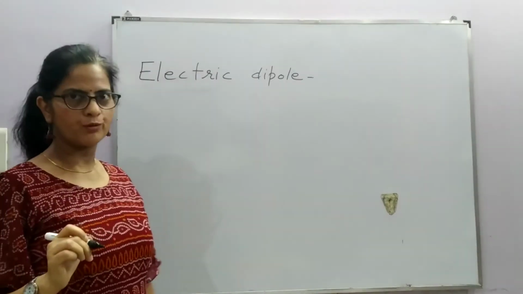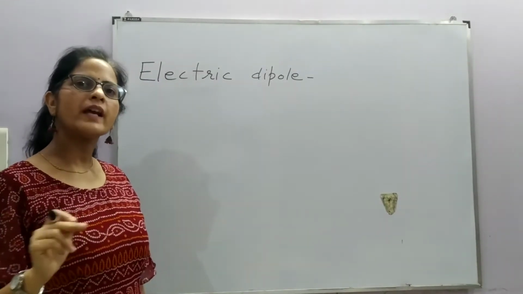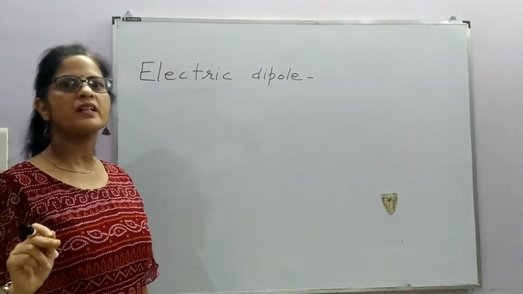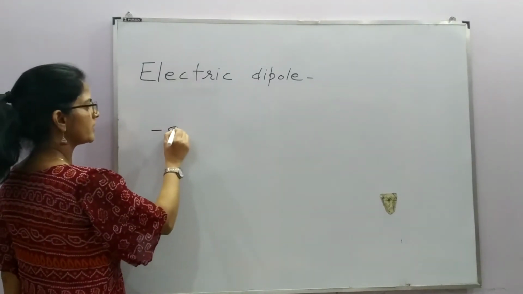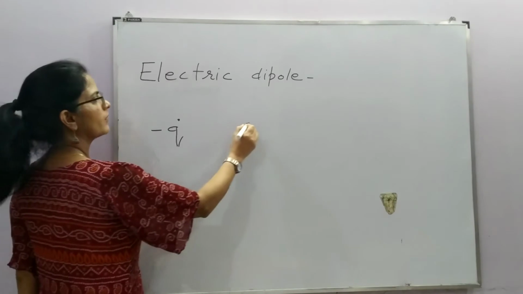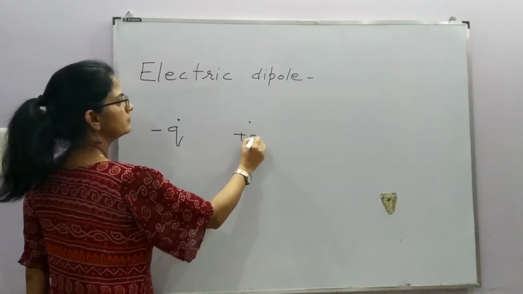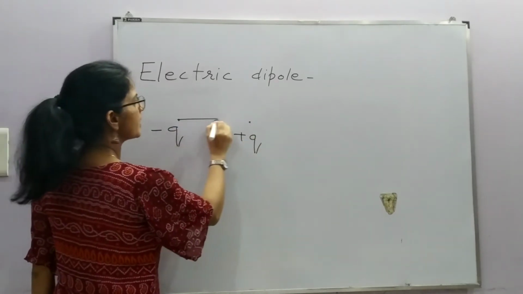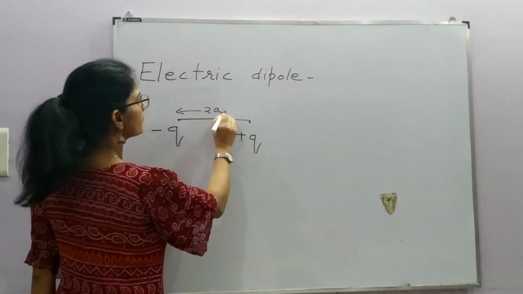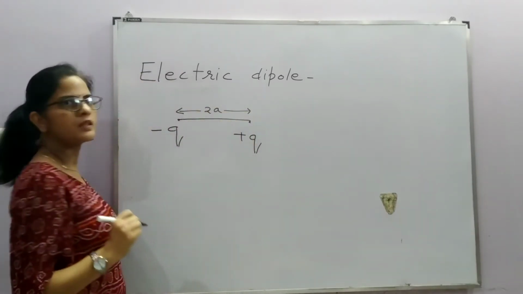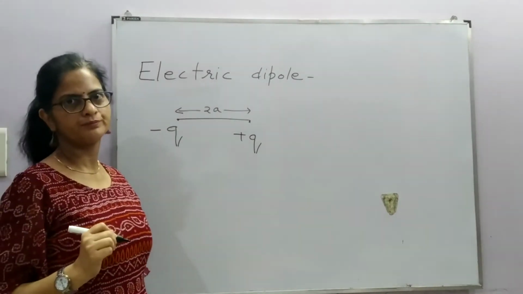An electric dipole is a pair of equal and opposite charges separated by some distance. So here, if I have charge minus q and plus q separated by distance 2a, this is called an electric dipole.